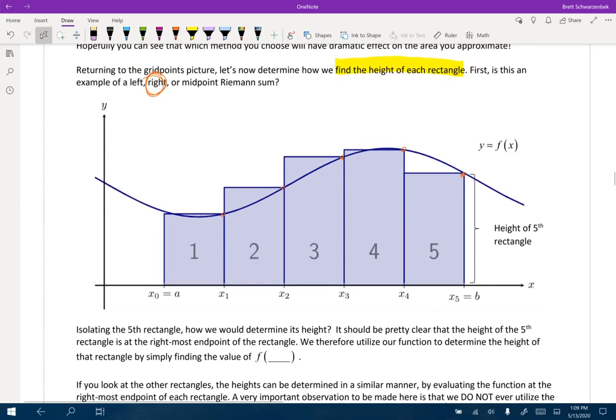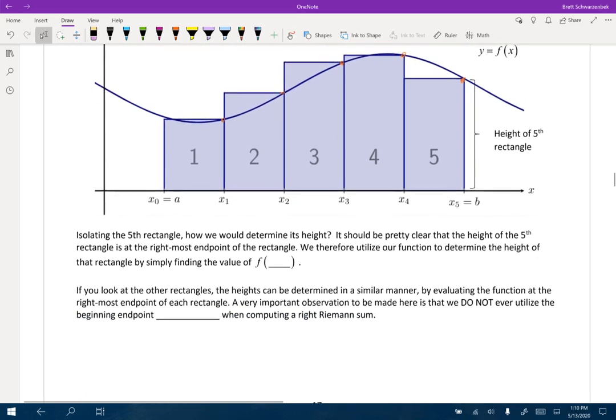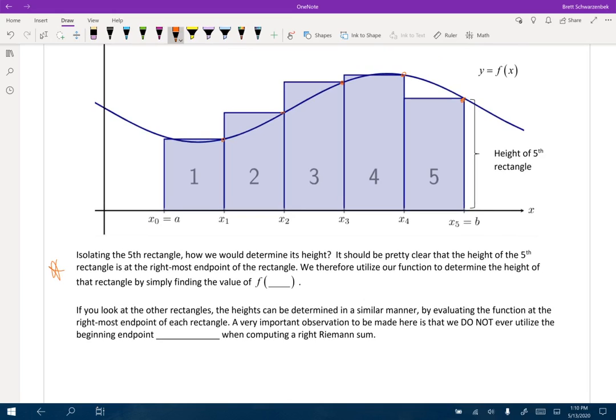So what I'm going to do now is go through and show you each one of the Riemann sums and how the heights are going to be determined for each one. It says down here, isolating the fifth rectangle. So let's isolate this rectangle right here. There you go. It says, how would we determine its height? It says it's pretty clear that the height of the fifth rectangle is at the rightmost endpoint of the rectangle.